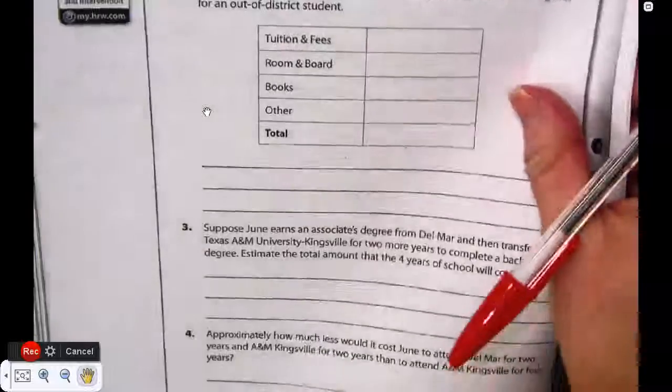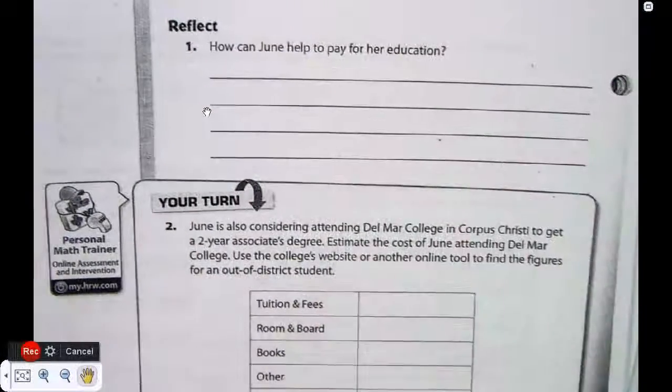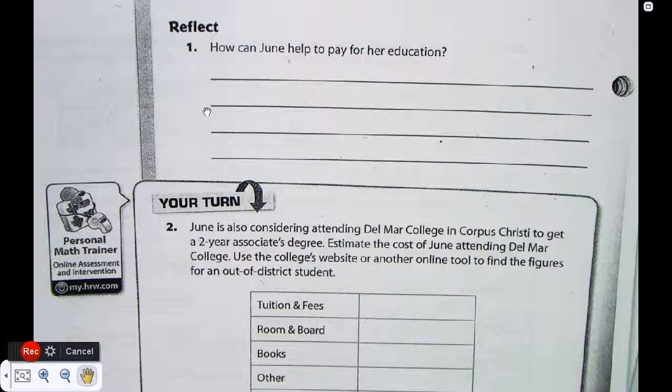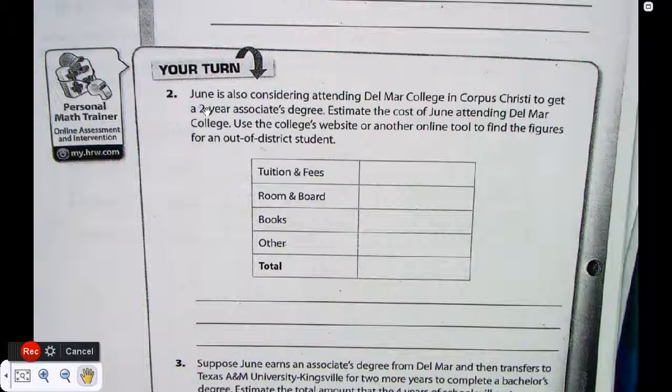What are ways that you can earn money to go to college? Working. Getting a loan. Student loans. Part-time job. Work. What about scholarships? Grant money. Okay? Those are ways that you can put yourself through school. Now, military, that's a big one because they'll pay for all of it. Listen.